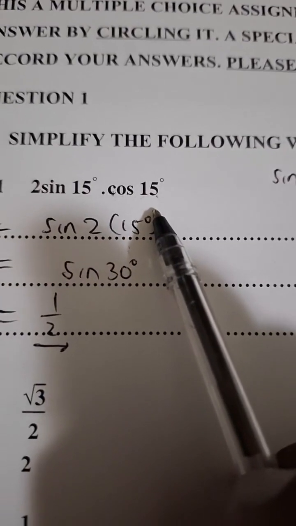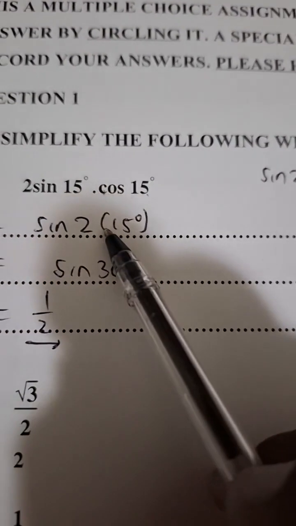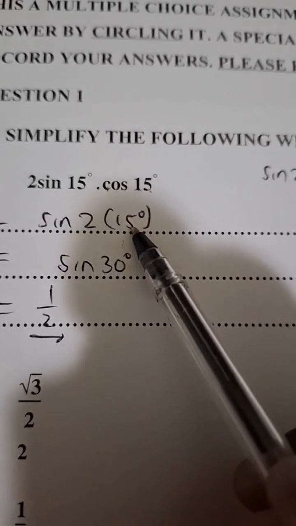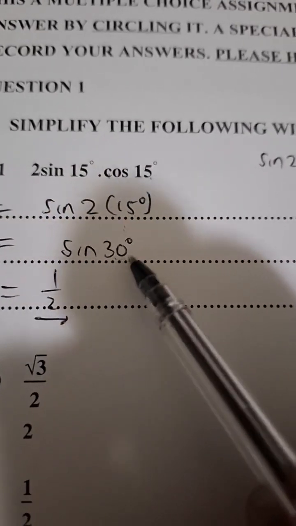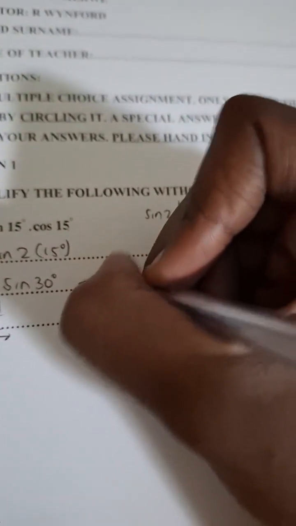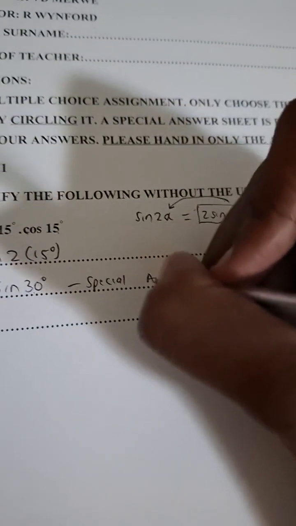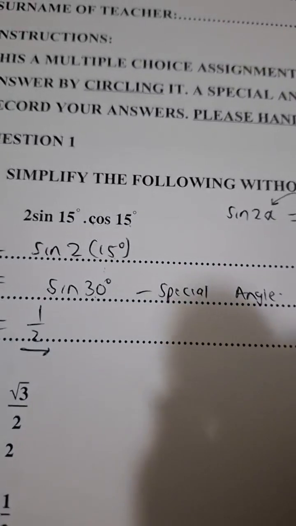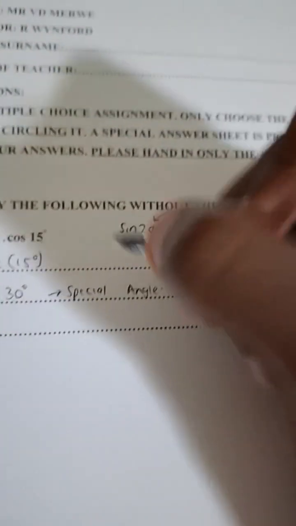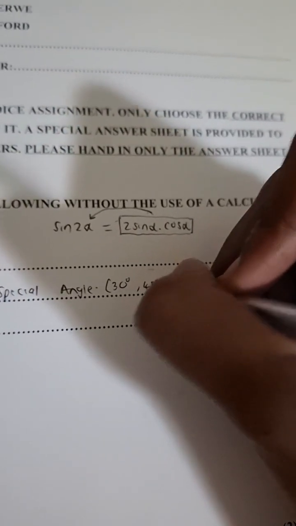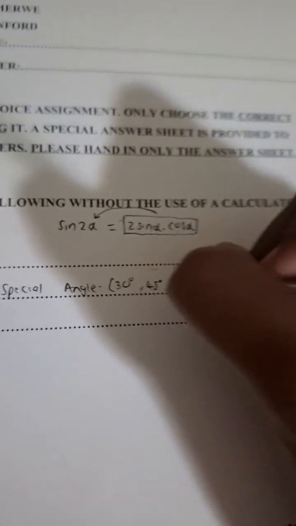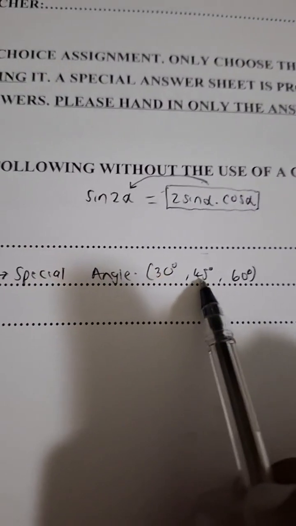Okay, are you with me? So from expanded we reduce it, we write this in the reverse. Then what's 2 times 15? It's 30, isn't it? And then sine 30 degrees, this here is what we refer to as a special angle. And remember special angles, 30 degrees, 45 degrees, 60 degrees. These are all your acute special angles that you've learned in previous grades.